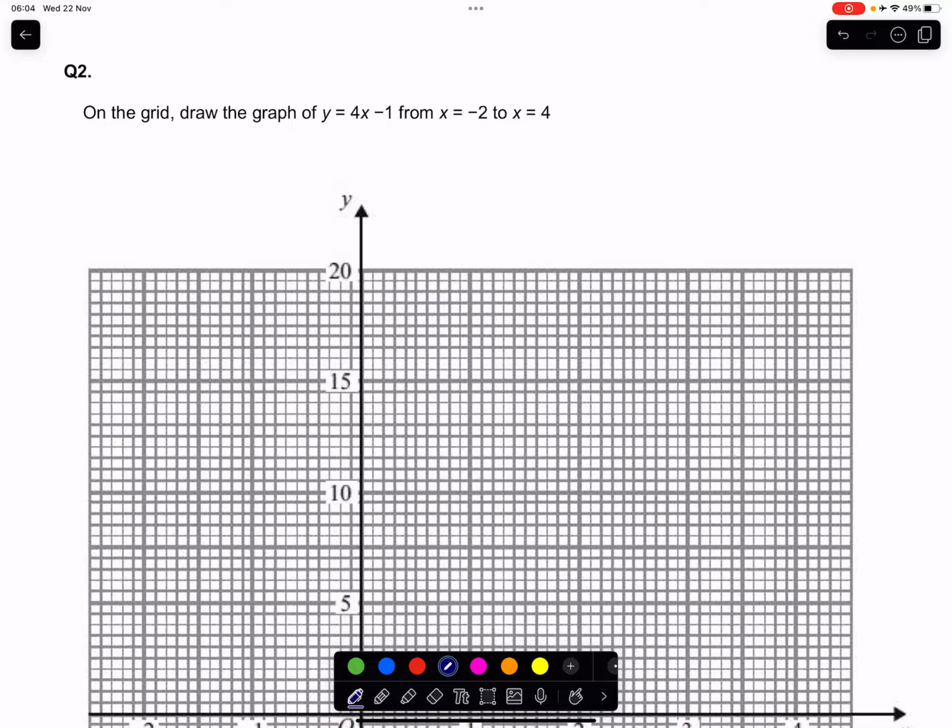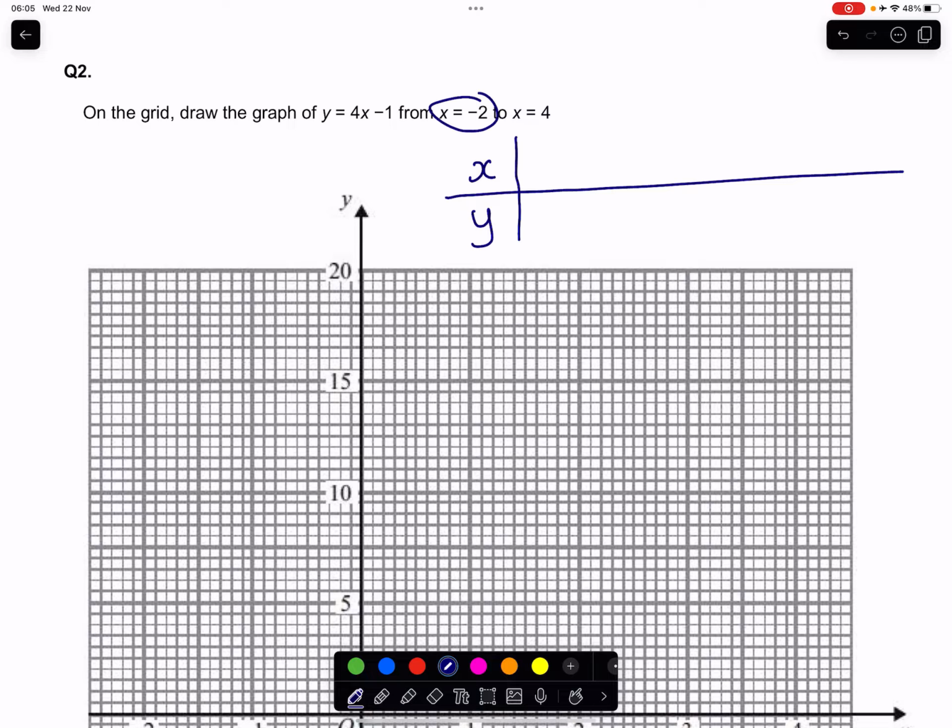Question 2. On the grid, draw the graph of y equals 4x minus 1 from x equals minus 2 to x equals 4. Now there's a longer way and a quicker way of doing this. I'm going to talk about the longer way first of all, because this sort of question typically might have a part A where you have a table of values that you have to complete. And generally speaking, this is the easier way, just what's taught first when it comes to drawing straight lines.